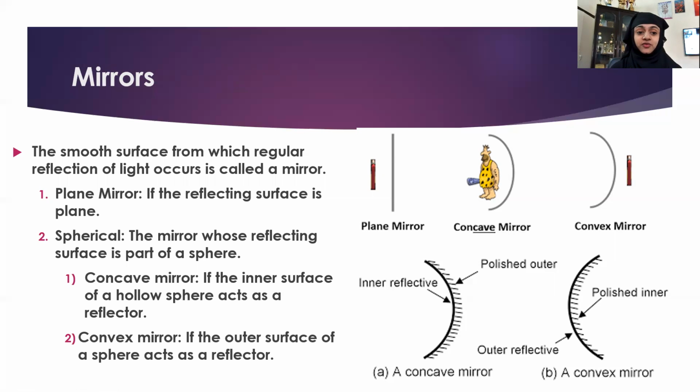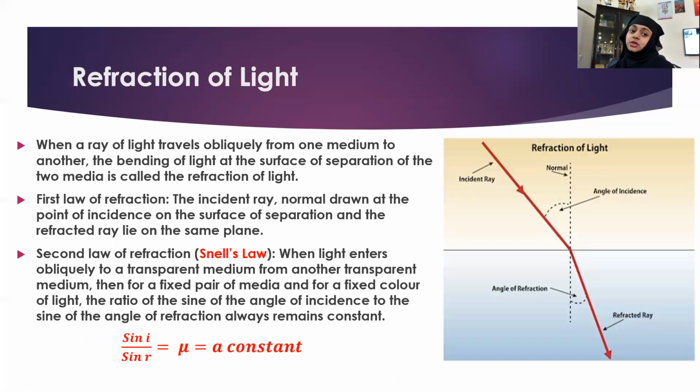Now what is the other phenomenon which we are going to learn about? That is refraction of light. I'm going a little fast because you have learned all these in your lower classes. So refraction of light means when a ray of light travels obliquely from one medium to another. What is meant by obliquely? Obliquely means making an angle less than 90 degree.